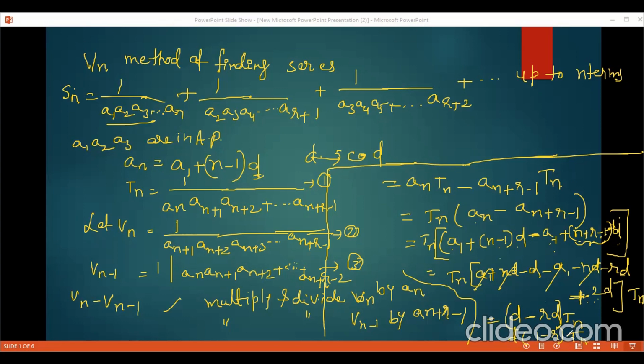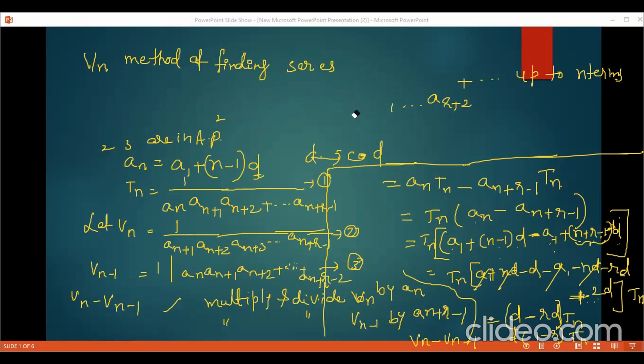So now, what do we do now? Here you observe, Tn in terms of this can be Vn minus 1, this one, right? So Vn minus 1 is equal to this much. What I'm doing is I'm erasing only the top part, okay? So Vn minus 1, we got this much.